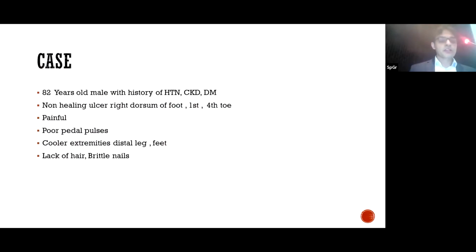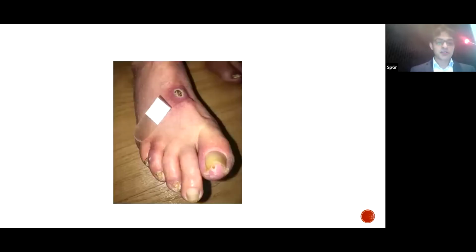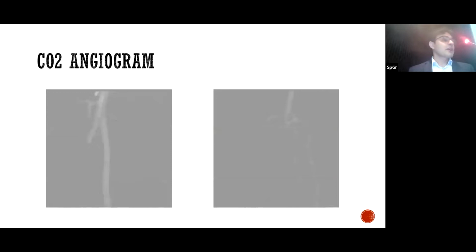82 years old, history of hypertension, CKD, diabetes, a non-healing, painful ulcer on the first and fourth toe. Just on the physical examination, you could see that history and physical examination are very, very important in these patients. Just like in a diabetic foot, it always starts with a small bunion removal or small ulcer, but this patient had resting pain. Because of abnormal kidney function, we did a CO2 angiogram.